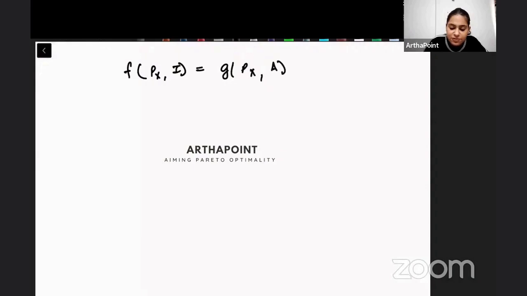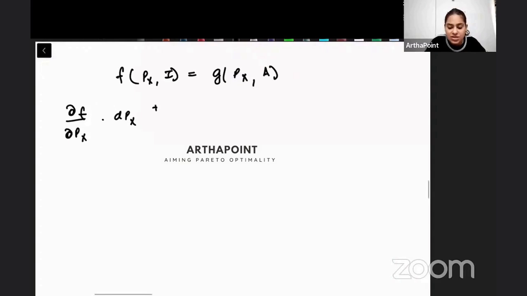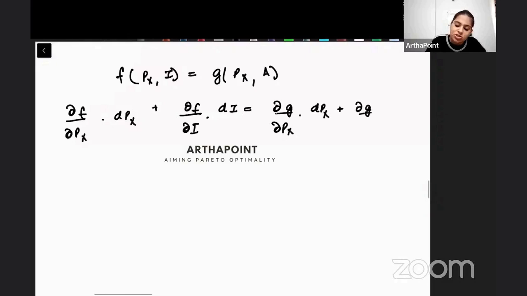Now, you must go ahead and you must know how to differentiate these functions. So F is a function of Px and I. So if I have to do a total differentiation, F changes with respect to Px, dPx, plus F changes with respect to I, dI, G changes with respect to Px, dPx, G changes with respect to A, dA.